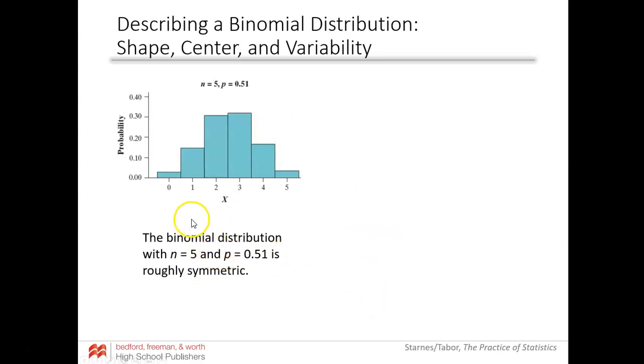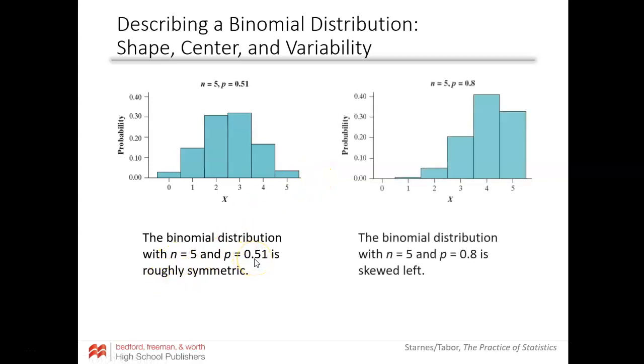So this particular distribution of X, which is a totally different distribution than the blood type problem, looks fairly symmetric. It has an n value of 5 and a p-value of 0.51. This one, however, notice how the success probability is higher, so you're going to have a cluster of data up yonder. This one's skewed to the left.